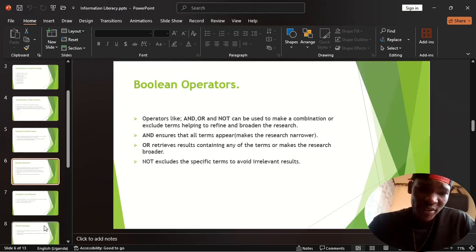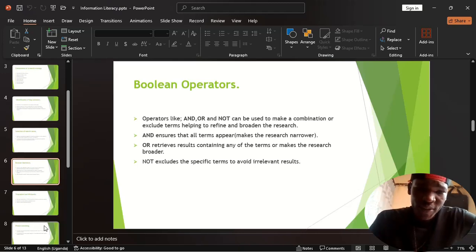AND ensures that all terms appear. AND assures that all the terms you're trying to search for appear. When you put the first term, and then you put the second term and say AND, then the next terms, AND ensures that all terms appear, and it makes the research narrower.